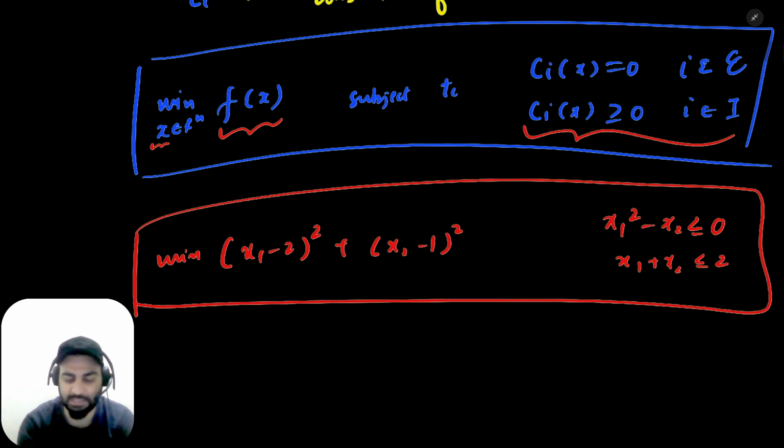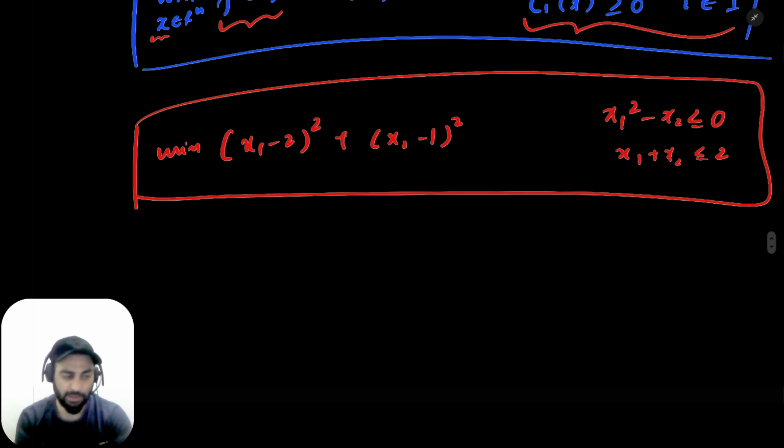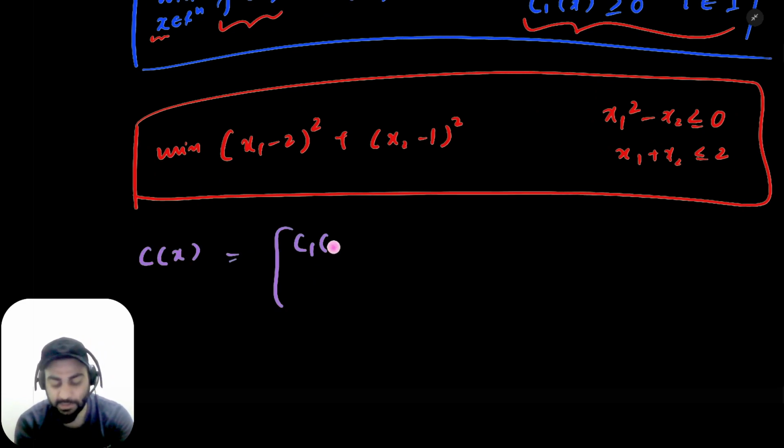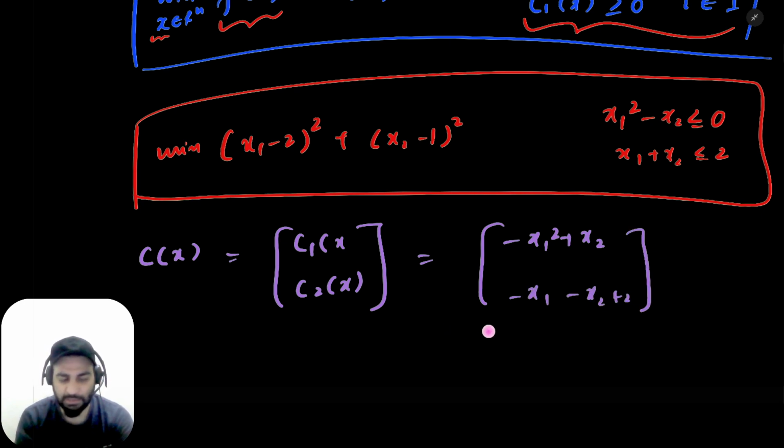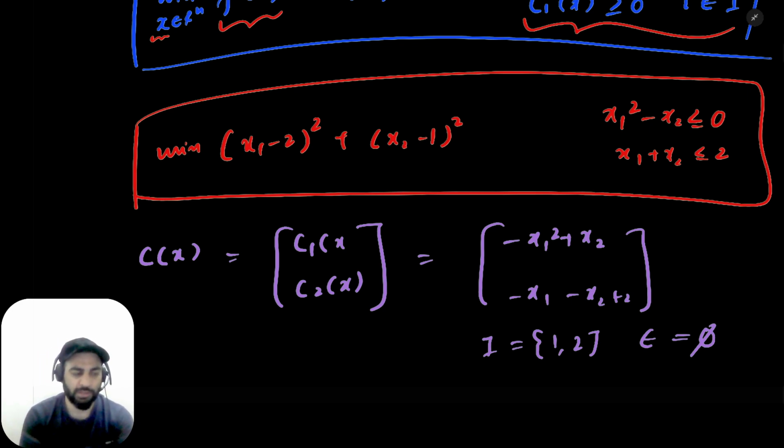This can be written in the form of constraint ci of x. I can write c1 of x and c2 of x. Okay, these are my constraints. I can write this as minus x1 square plus x2, and I can write minus x1 minus x2 plus 2, and this is i equal to 1, 2, epsilon is equal to 5. Okay, so this is my problem.